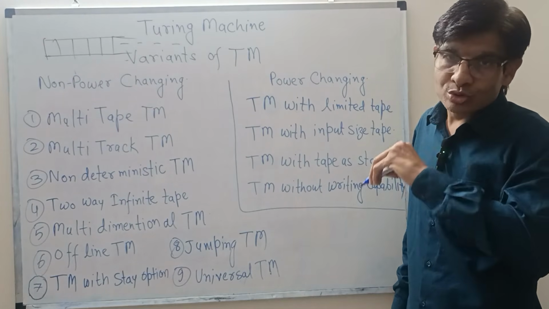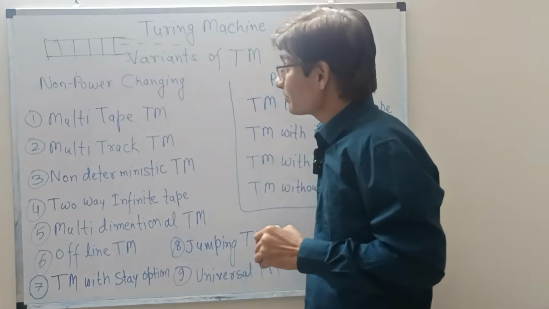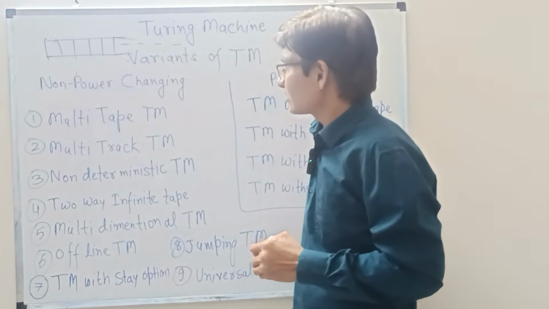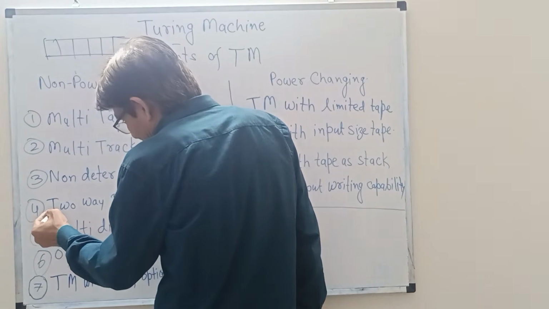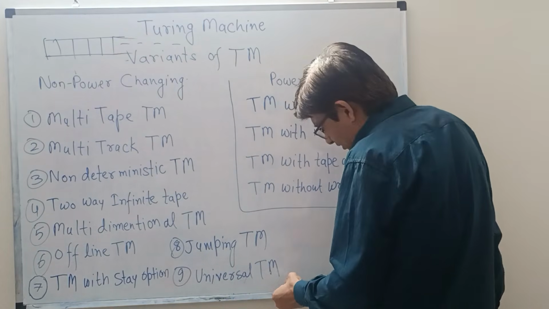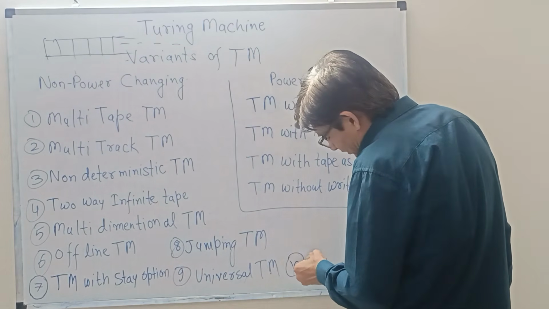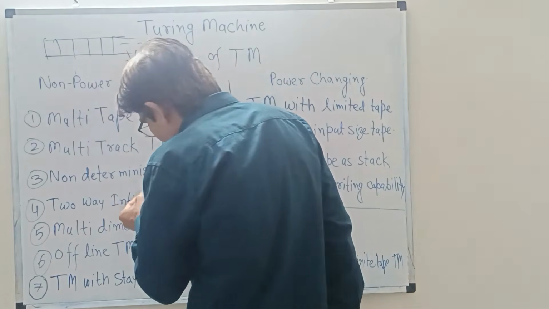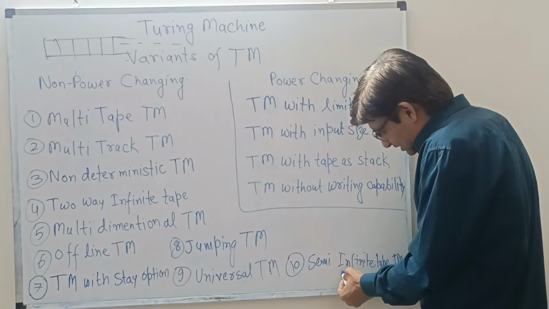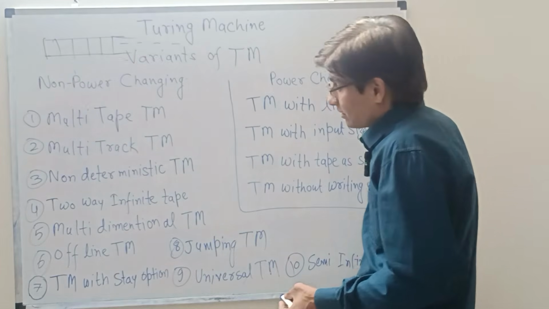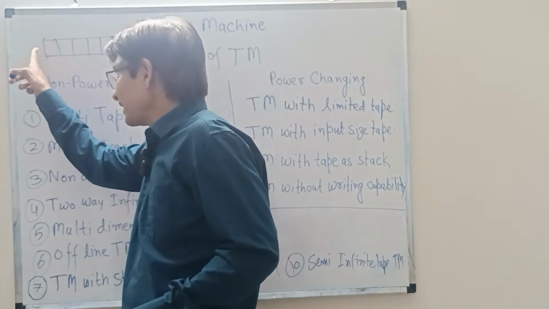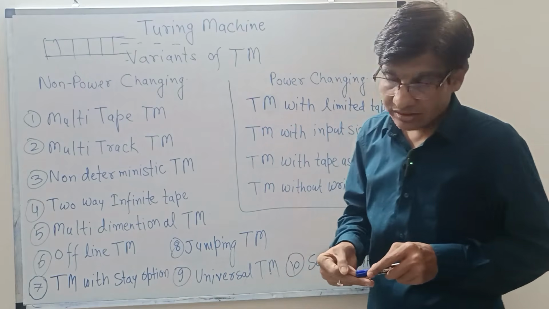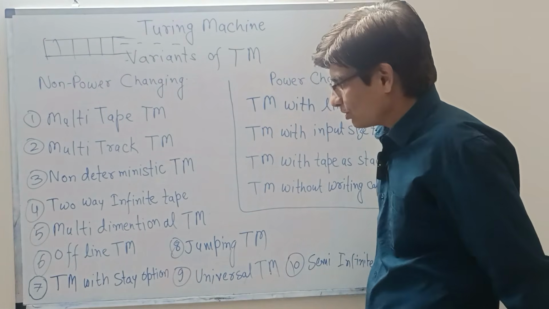Or you can also call this variant semi-infinite Turing machine. Semi-infinite tape Turing machine. So you can add one more variant here, like the 10th variant, I can say. So semi-infinite tape Turing machine. So with the two-way infinite tape Turing machine, you can have a semi-infinite tape Turing machine where at one end the tape is fixed and at the other end the tape is of infinite length. So this is also one variant of Turing machine.